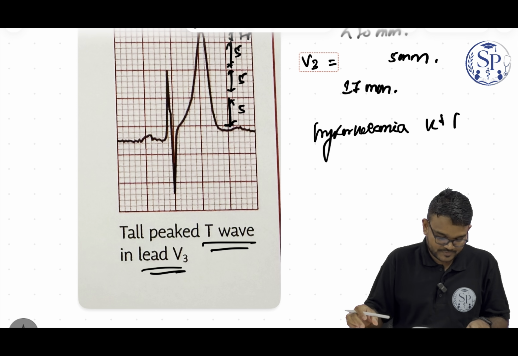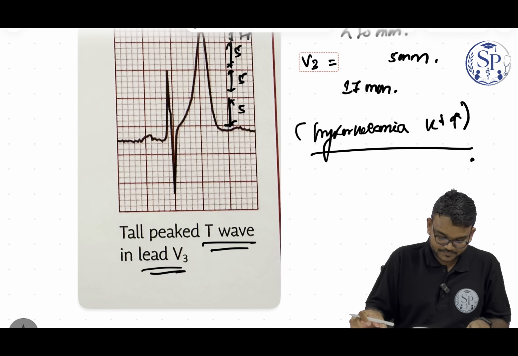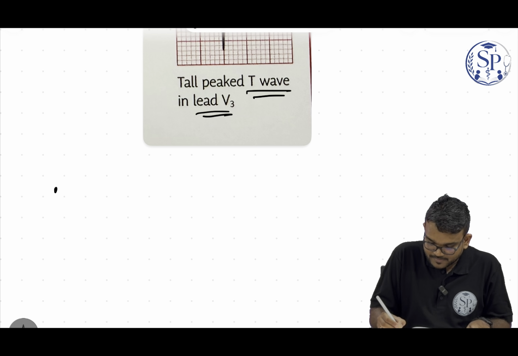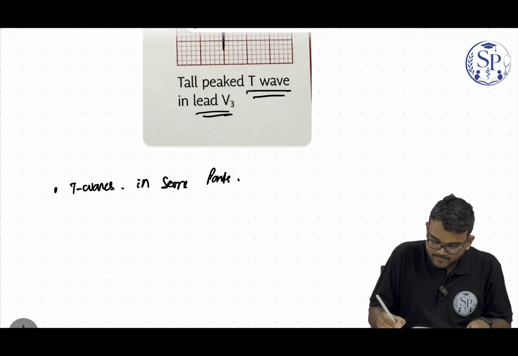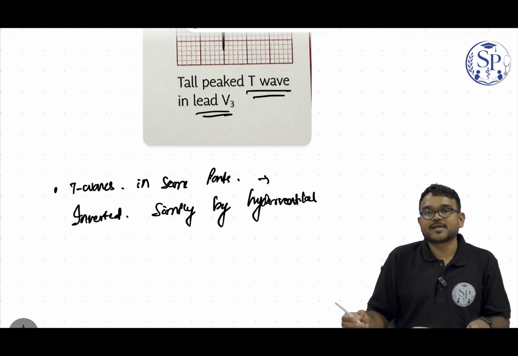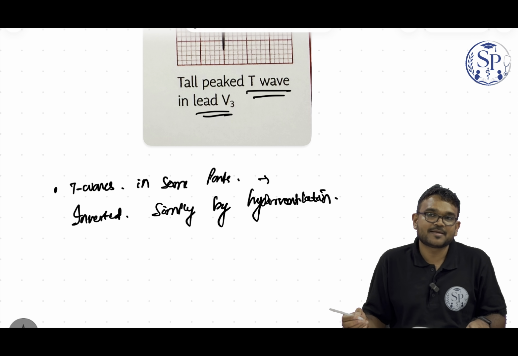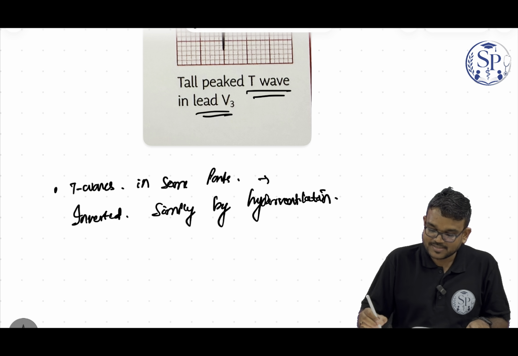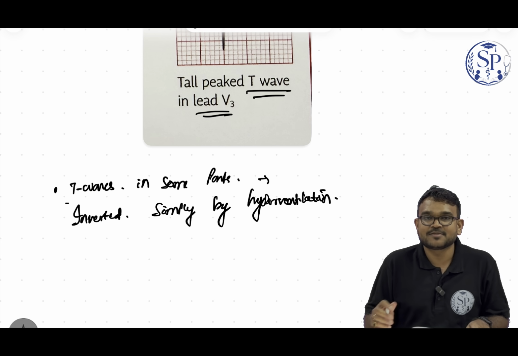Okay. Now, another thing is that T waves in some parts may be inverted simply by hyperventilation. Sometimes one patient comes to the emergency with panic attacks or severe anxiety with hyperventilating. If you do an ECG in that emergency, then you will see that T waves are inverted in some parts of the ECG, in some leads of the ECG.